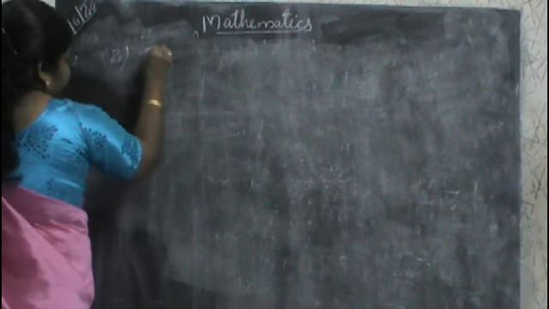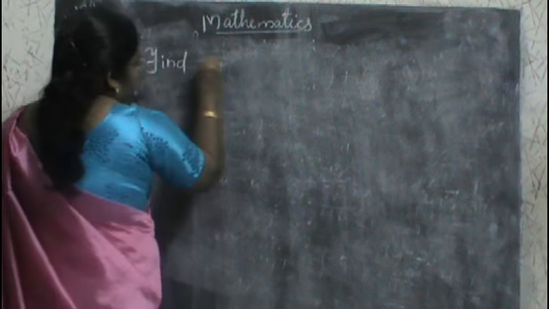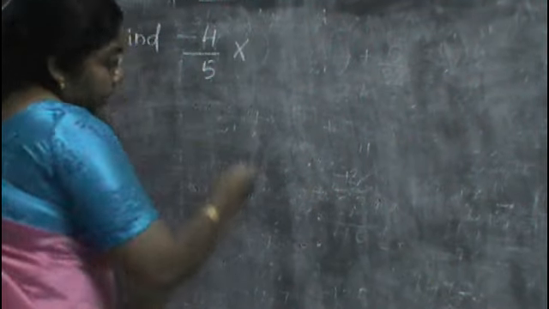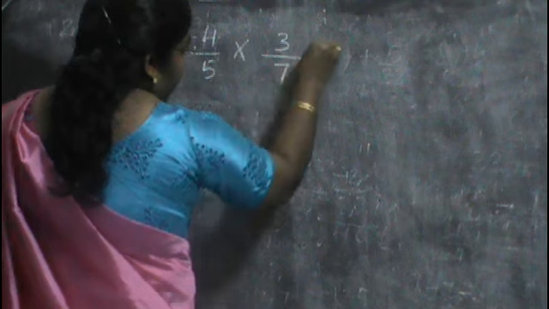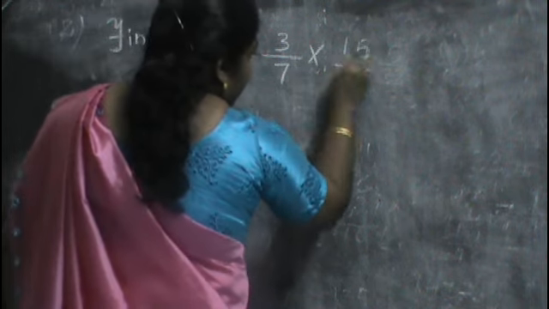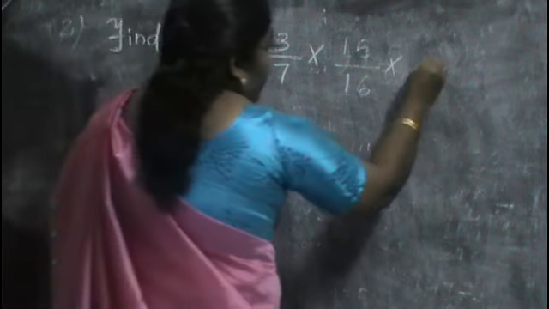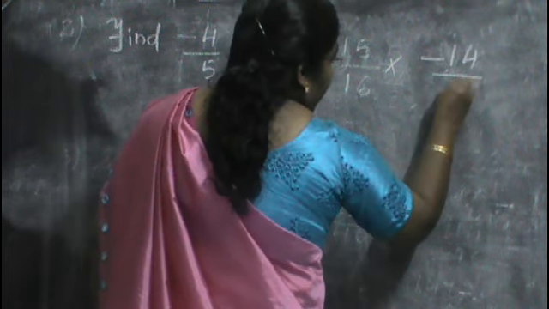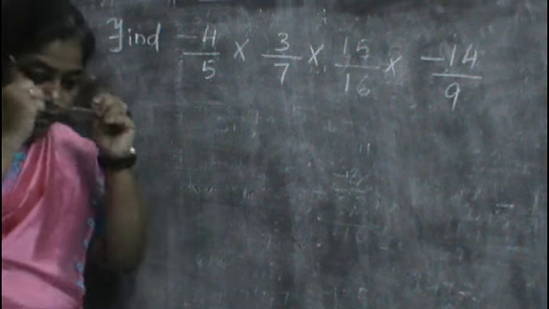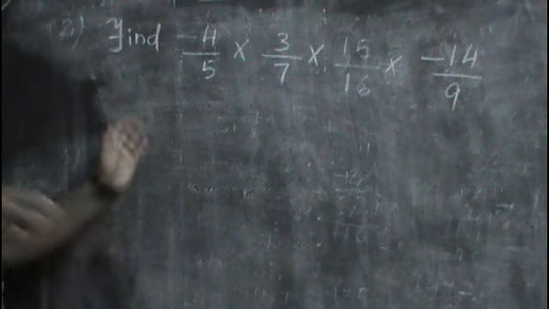That is multiplication. Find minus 4 by 5 into 3 by 7 into 15 by 16 into minus 14 by 9. All of you listen. Here we are doing multiplication.